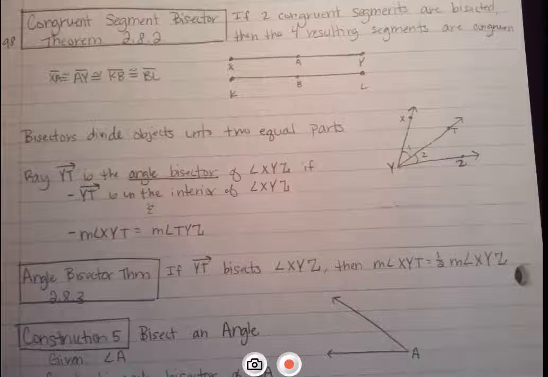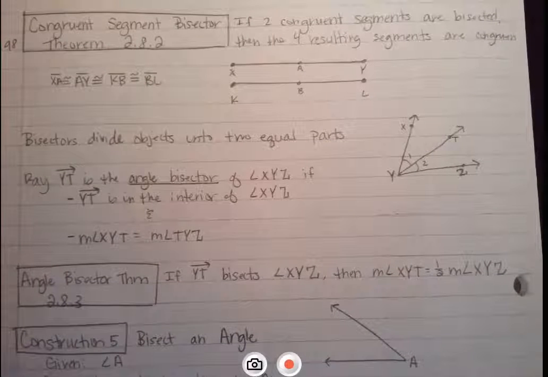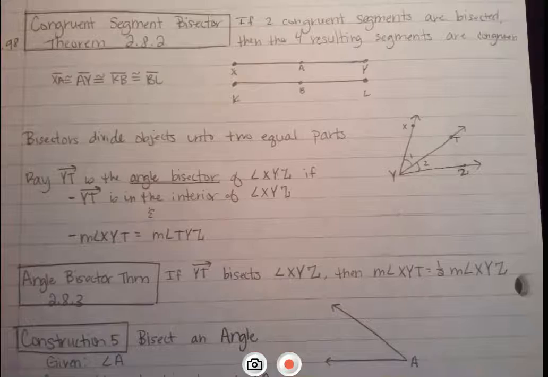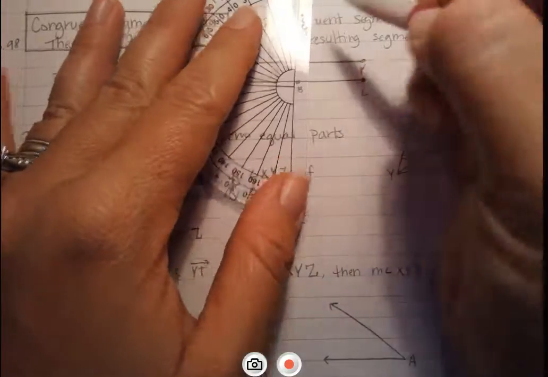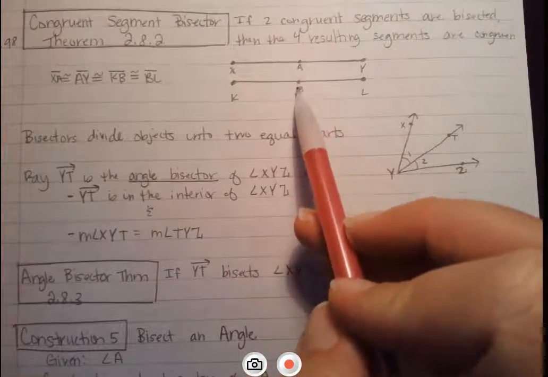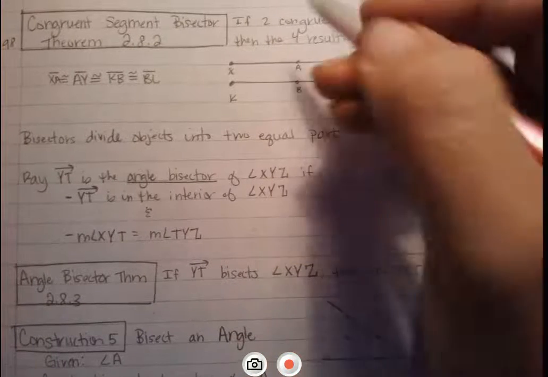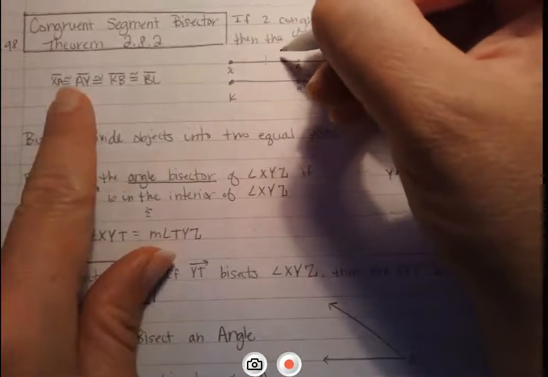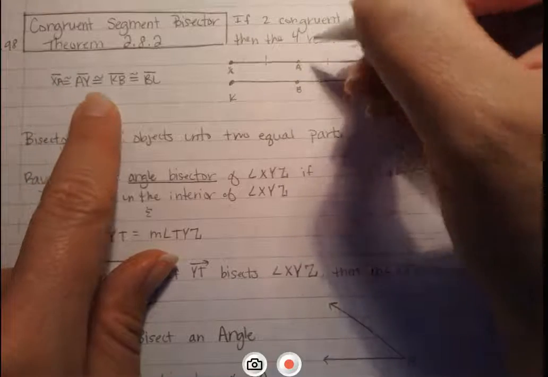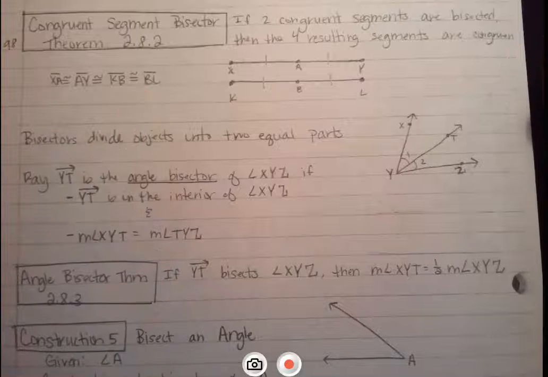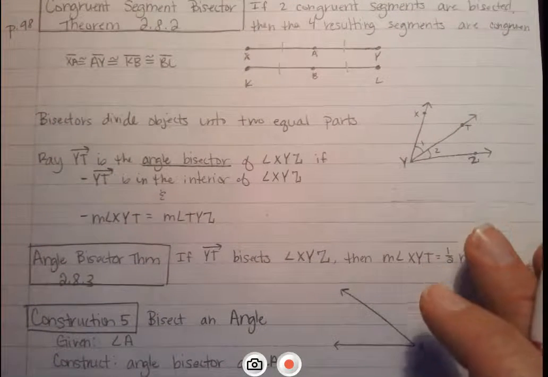So the congruent segment bisector: if two congruent segments are bisected, then the four resulting segments are congruent. Okay, so if we have these two lines and we bisect them, if both are bisected, because bisection means it's the midpoint, then XA is congruent to AY, which is congruent to KB, is congruent to BL. So that's that theorem that they're all congruent.